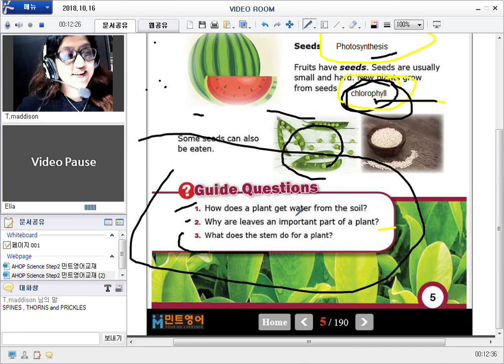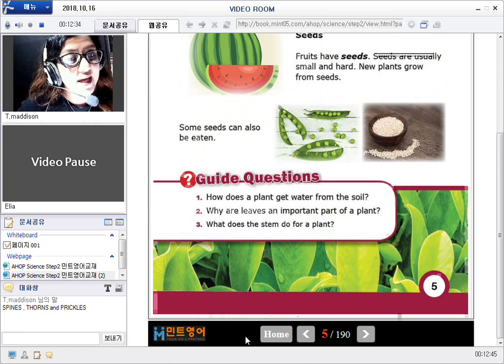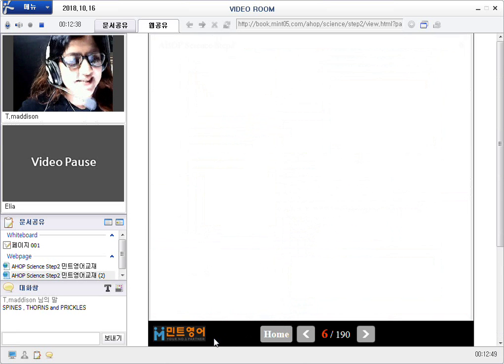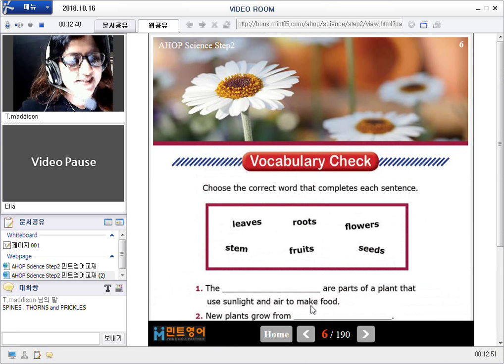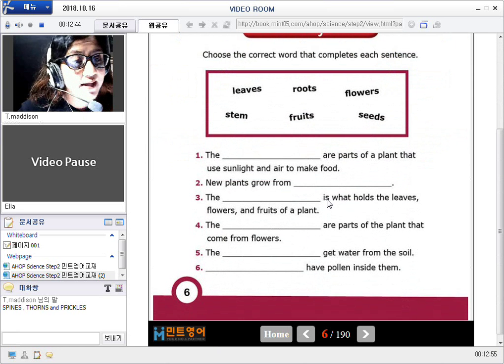Okay, thank you. So shall we move on to the next part? No, it's okay. Actually, that's really good. You did it perfectly. So simply, yes, that's the importance of leaves. Okay. Let's have the vocabulary check. For number one, please read.